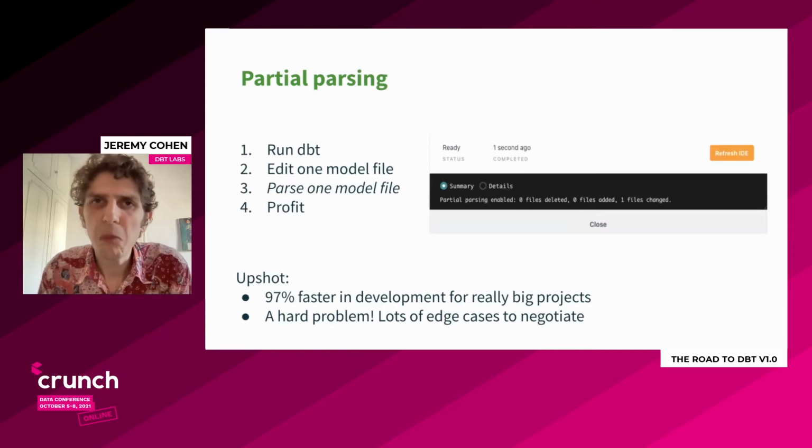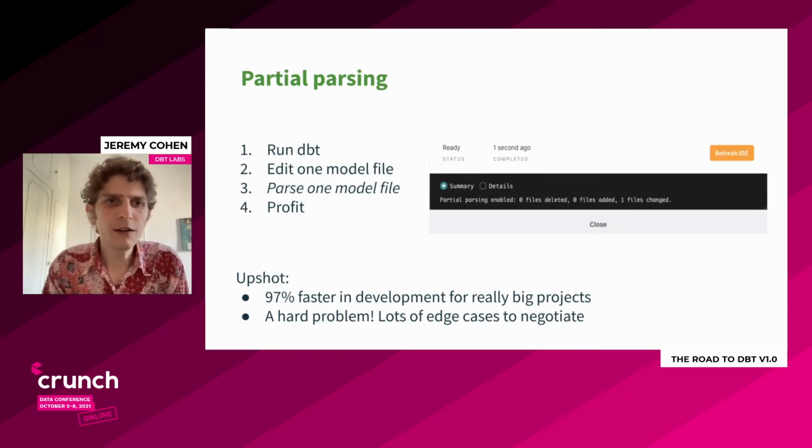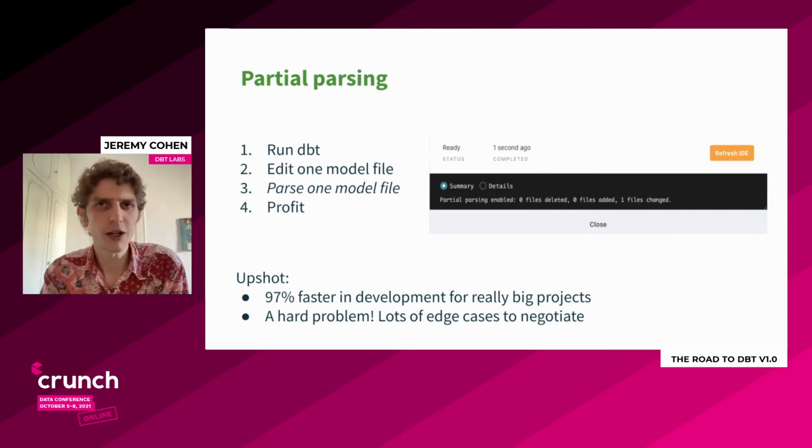So partial parsing, pretty simple if you think about it. You run dbt, you edit one model, you parse one model, that's it. Why go through thousands and thousands of files when you've only changed one? So the upshot is this is 97% faster, actually almost like 99% with some of our latest changes for really big projects, down from 8 minutes to just about 5 seconds for some of those really large projects.